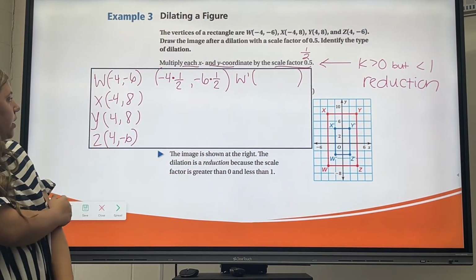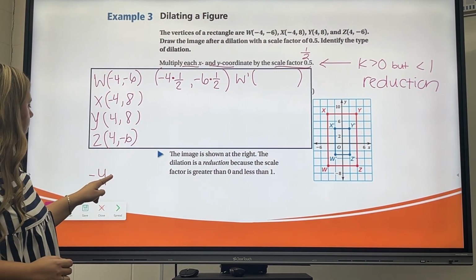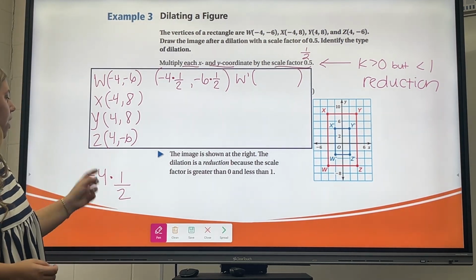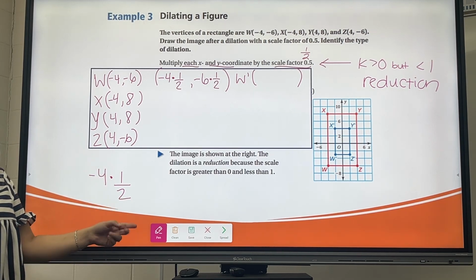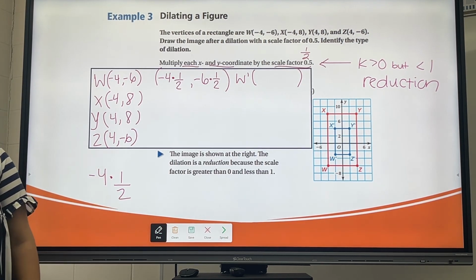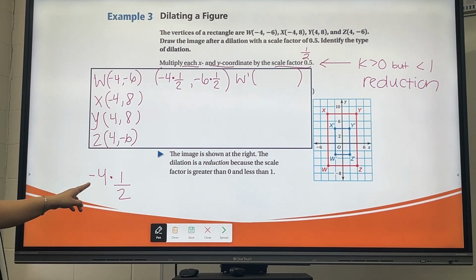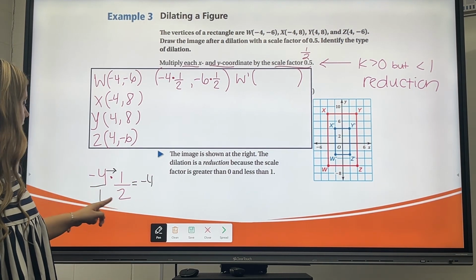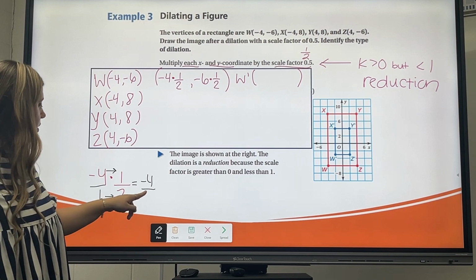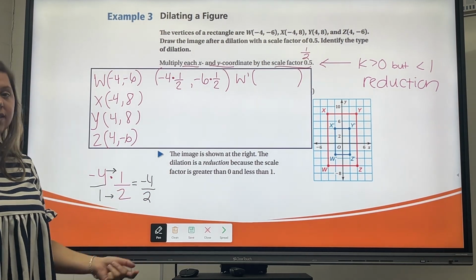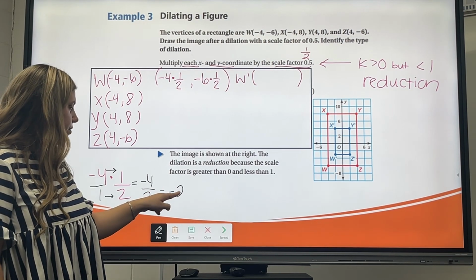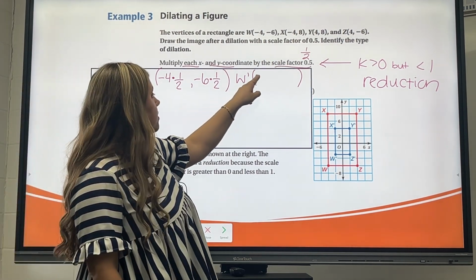I'm going to do the math over here. So if I do -4 times 1/2, I know you can't answer me here, but I want you to think about how do you multiply a whole number by a fraction? You put the whole number over 1, and then you multiply straight across. So -4 times 1 is -4, and 1 times 2 is 2. -4 over 2 is the same as -4 divided by 2, which is -2. So the new point here is -2.